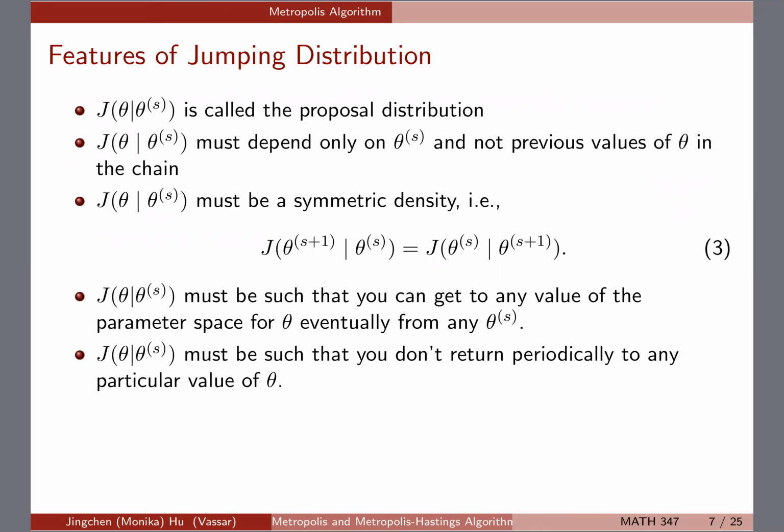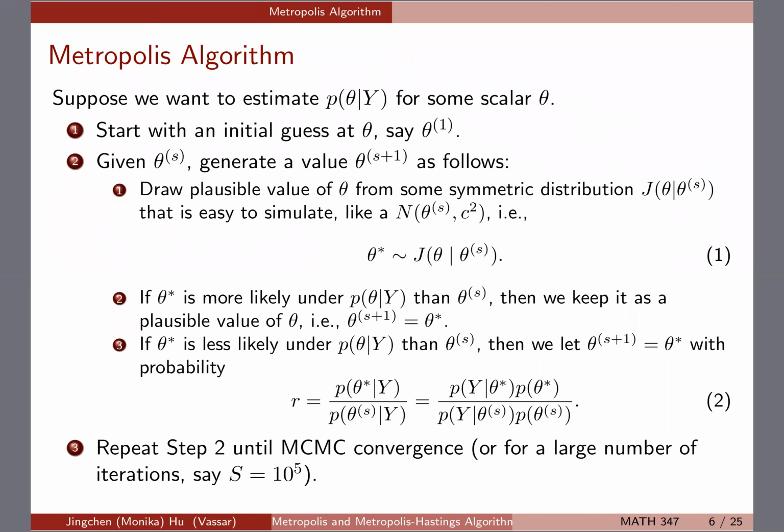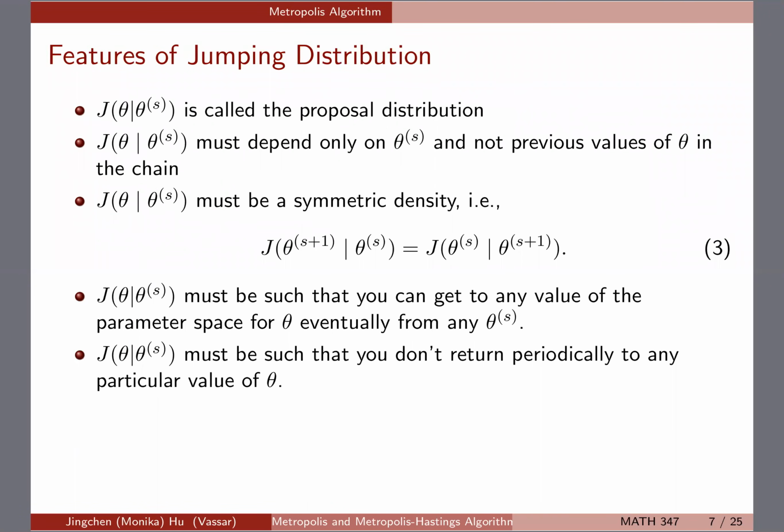All right, so features of the jumping distribution. We use J because it's jumping, but sometimes it's also called the proposal distribution. It should depend only on theta S, but not any of the previous draws. Say the normal example that I gave you here is centered at the current theta S. It wouldn't depend on any previous values, only on the current value you're working with. So that's important. Another important feature is that it has to be symmetric.